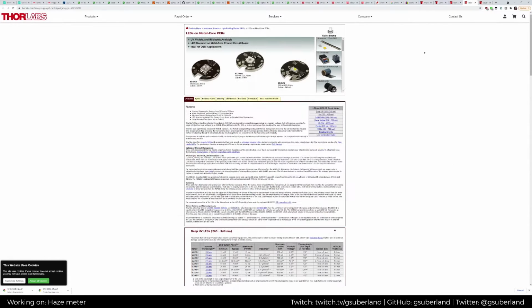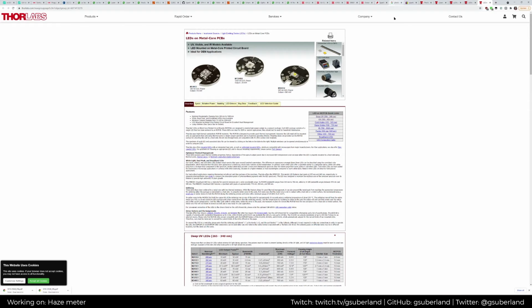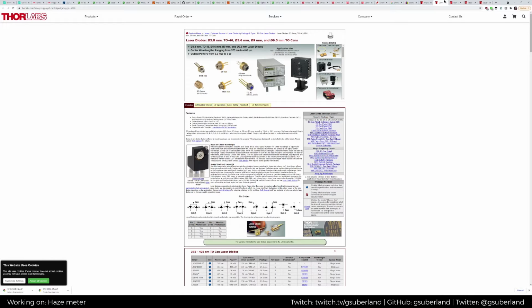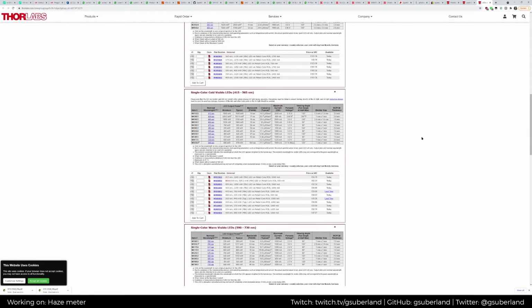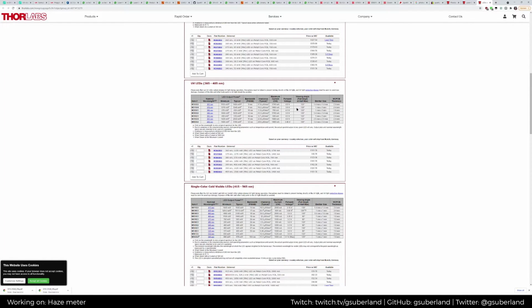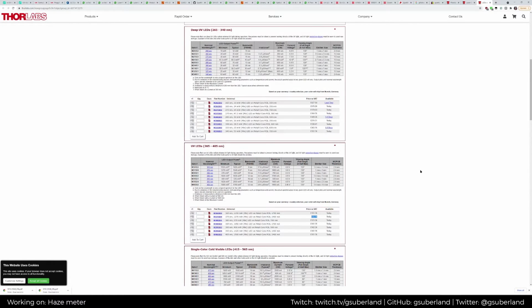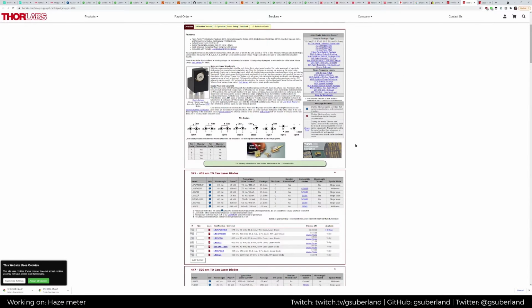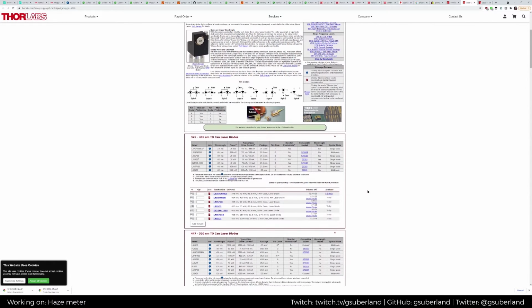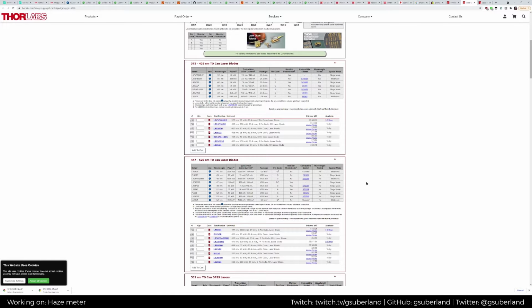Wait. What did I load up here? And then what did I load up here? Is it the same thing? Why have I got this open 3 times? Weird. Okay. That's £43. Very expensive. Holy crap.